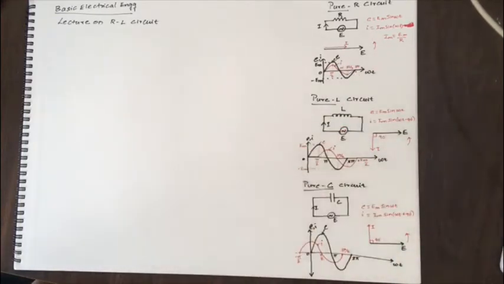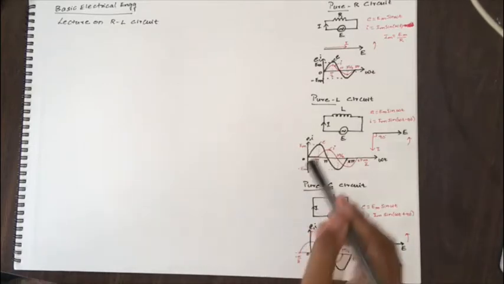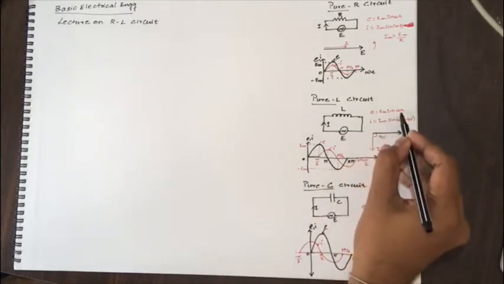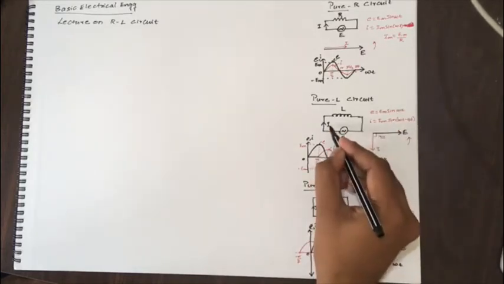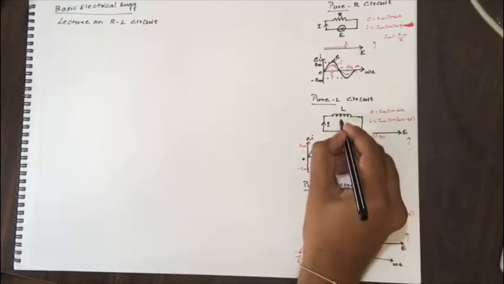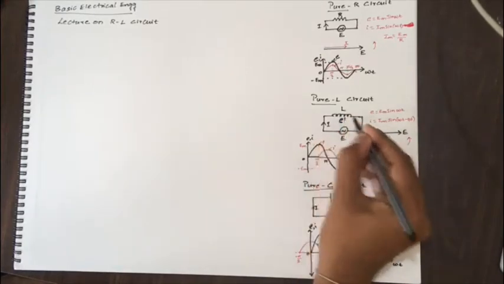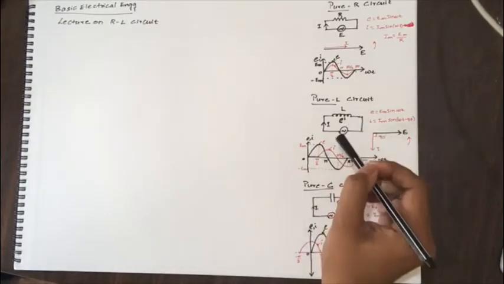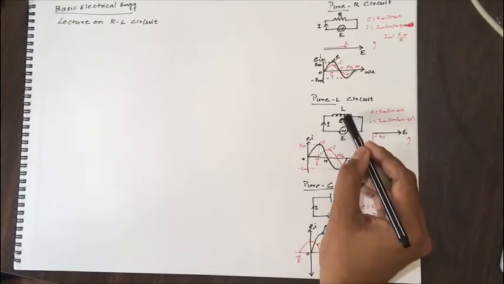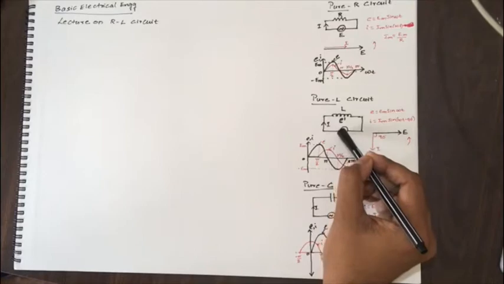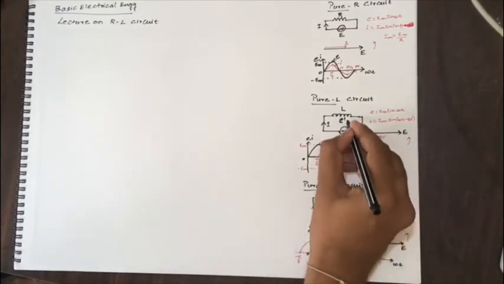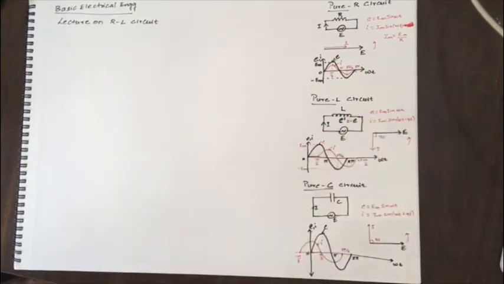Coming to pure inductive circuit, where the applied voltage is e equal to Em sin omega t. The moment current i flows in L, there is a self-induced EMF, let us call it E dash, in the inductance L. And this self-induced EMF E dash will always be opposing the source E. So I can write E dash is equal to minus E.